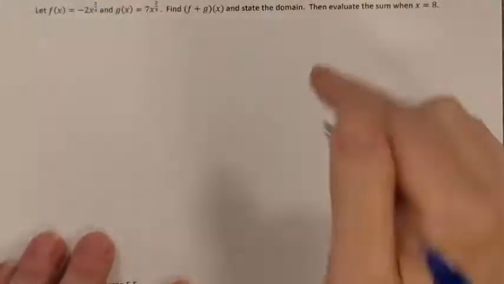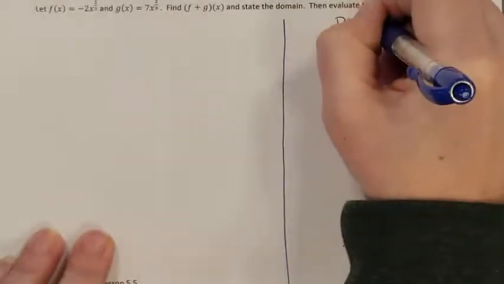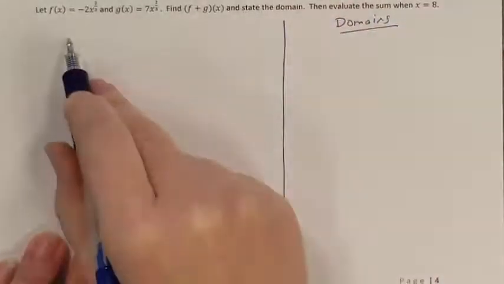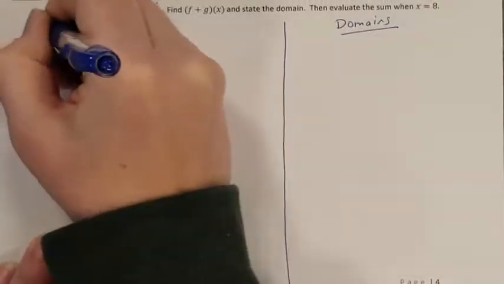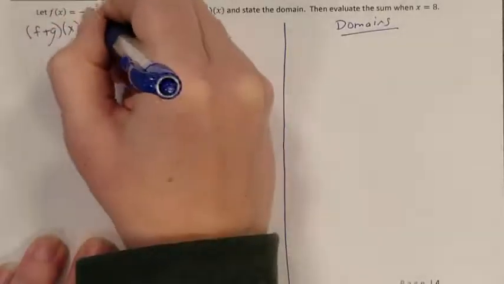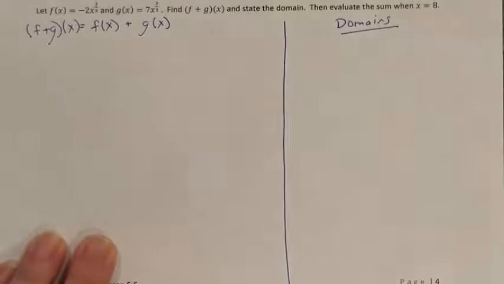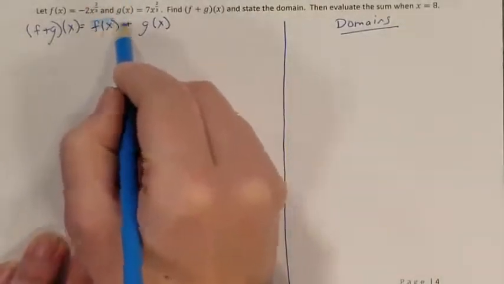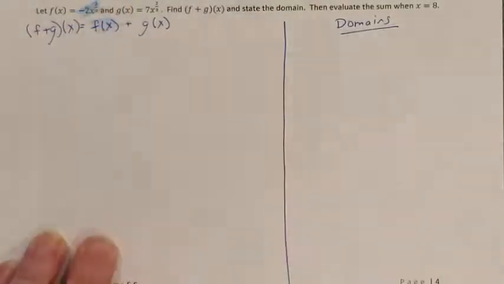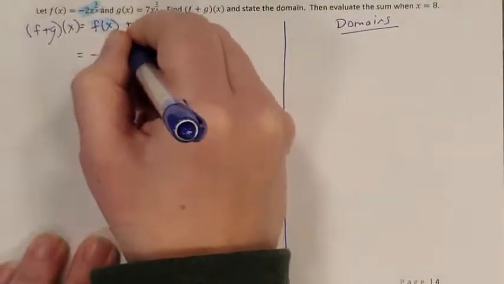Our last problem, I'm going to go ahead and split this. On this side, I'm going to have my domains. And over here, I'm going to add. It's asking me to do my f plus g of x rule, which says I need to have my f of x and I need to add it to my g of x. So finding my f of x, this is my f of x rule, so that's what I'm going to start with. Negative 2 times x to the 2/3 power.